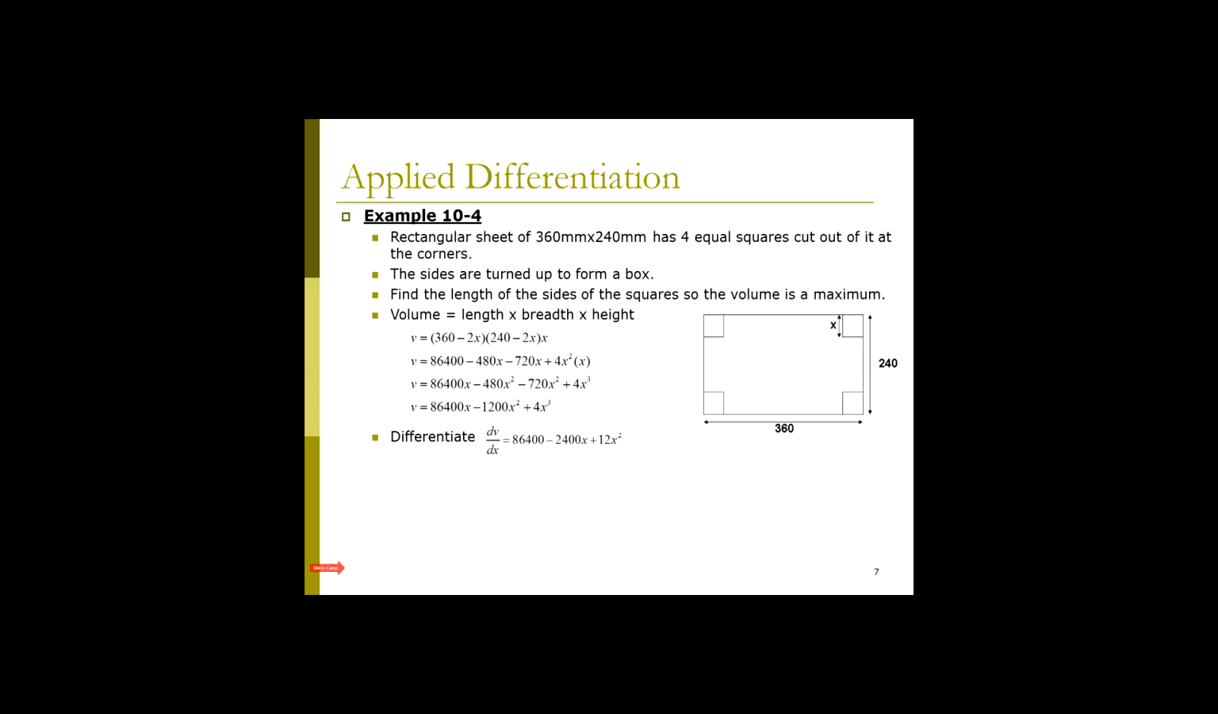So this formula that we have is the gradient function, and that tells us the rate of change of volume with respect to x. Remember, x is the variable that we're interested in. x is the size of one side of the square cut out of each corner of the sheet of metal. So how do we find what value of x gives maximum volume? Well, we know that the maximum is found when the gradient function is equal to 0. So we set this function equal to 0.